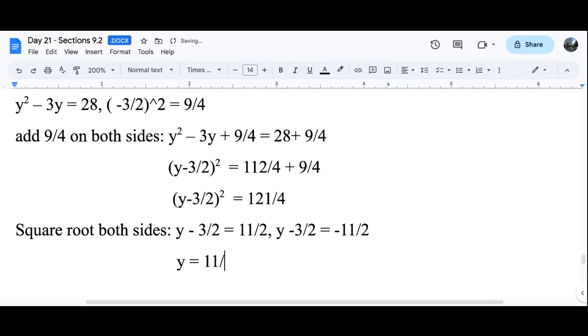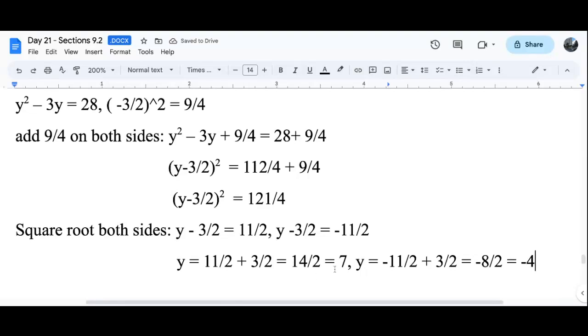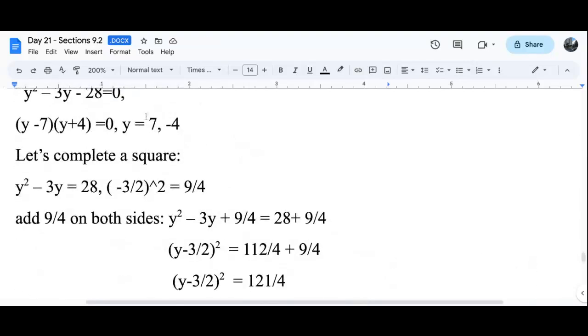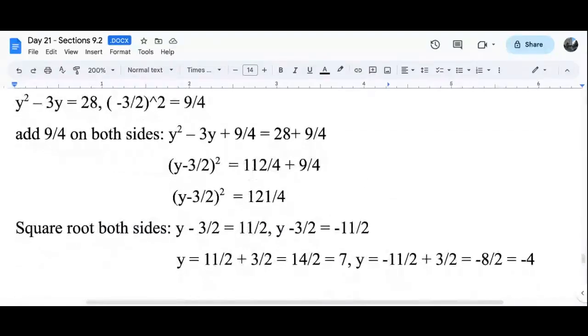So the first one, y equals 11 over 2 plus 3 over 2, which is 14 over 2, which is 7. And the second one is negative 11 over 2 plus 3 over 2. That's negative 8 over 2, which is negative 4. We have two solutions. We have 7 and negative 4. Indeed, we have 7, negative 4. So that's how we're completing squares.